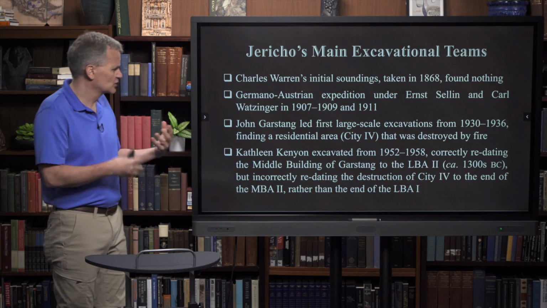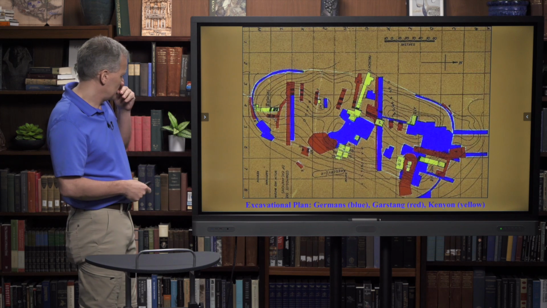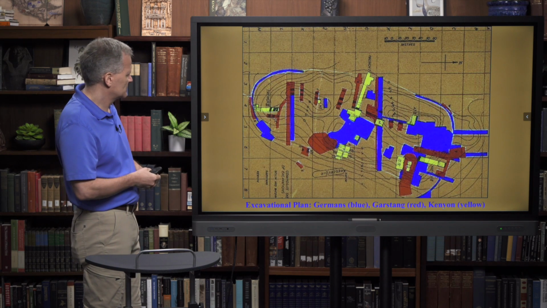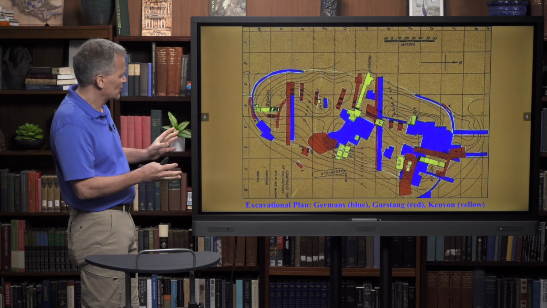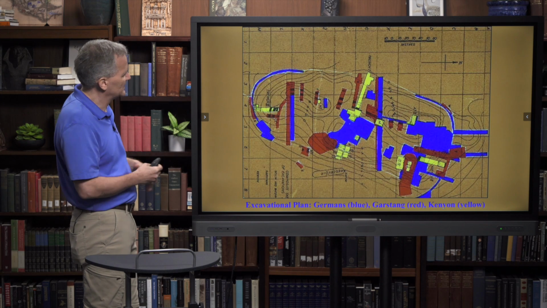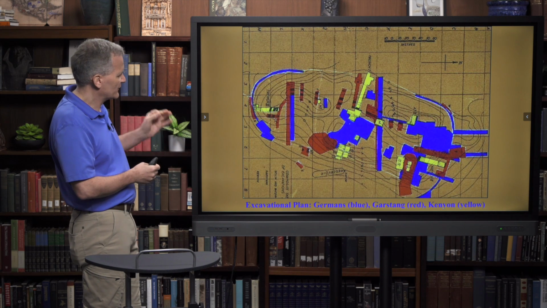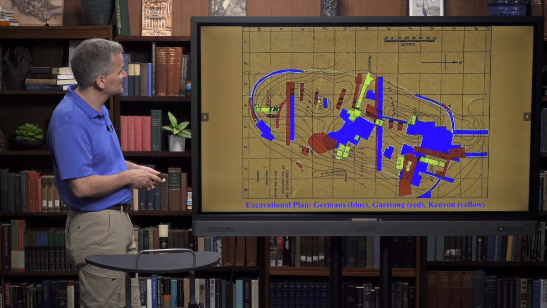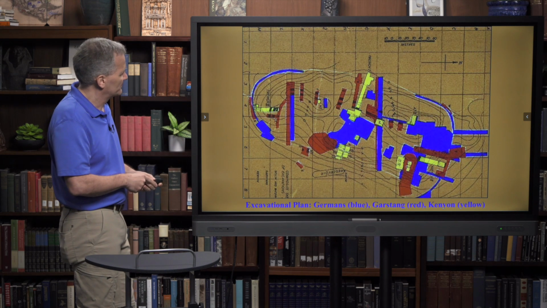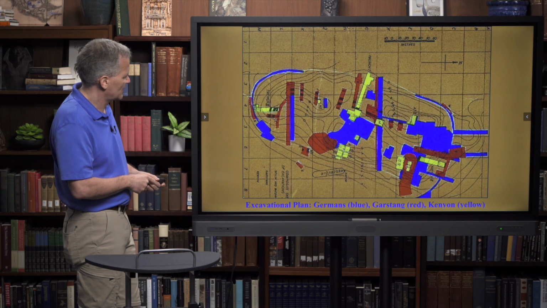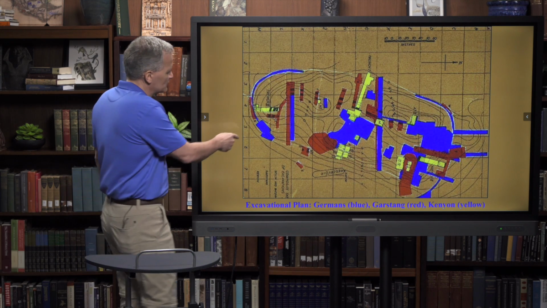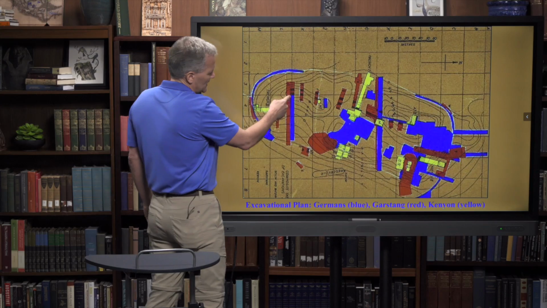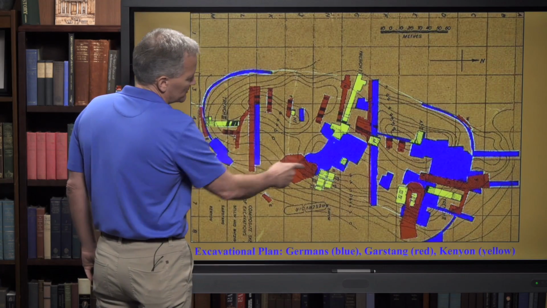So let's look at a little bit of their work so that we're able to evaluate it for ourselves. All right, here is an image depicting the site of Jericho. As we already saw, it's an oval in its shape, and there are different colors here that represent each of the three main excavational teams that were digging at the site of Jericho. What you see looks like between sky blue and dark blue.